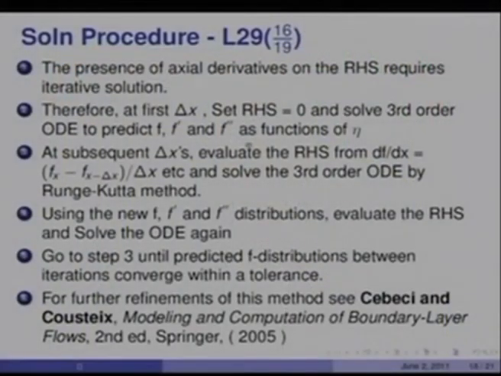So, the procedure, as I said here, at the first step simply say right hand side is equal to 0. At subsequent steps, the right hand side is evaluated from df by dx equal to f at x minus f at x minus delta x over delta x, and likewise for f dash itself, and solve the third order ODE by Runge-Kutta method. And then, since this is implicit in f, you will get new values of f, f dash and f double prime, and evaluate the right hand side again and solve the ODE again. And if you find that at this iteration level the values of these quantities were same as the values at the previous iteration level, then you say the convergence has been obtained. You then move to the next step.